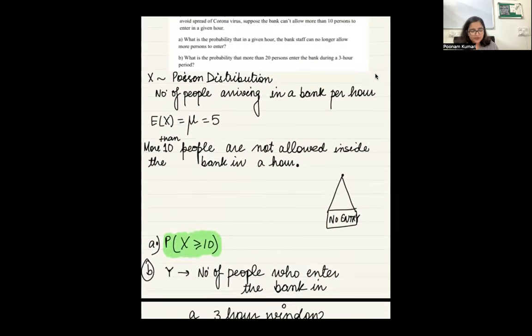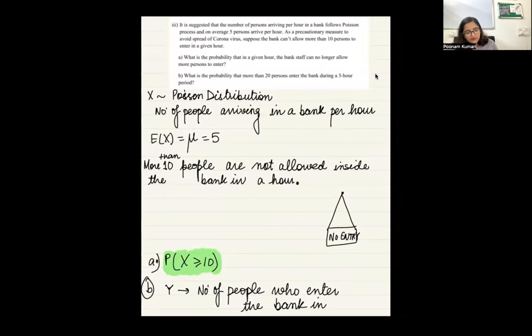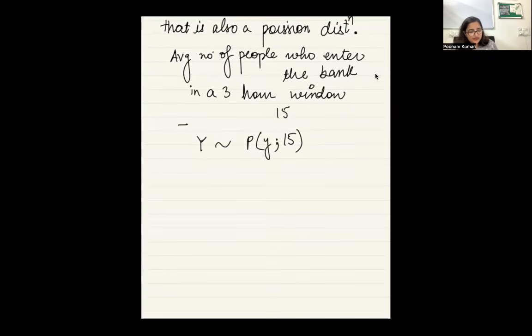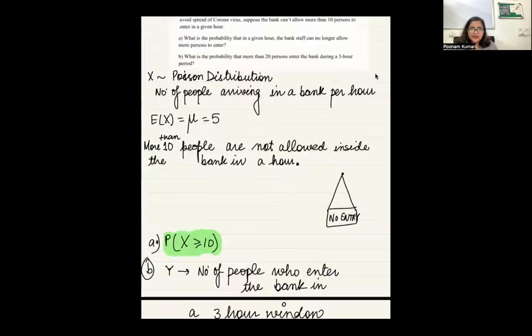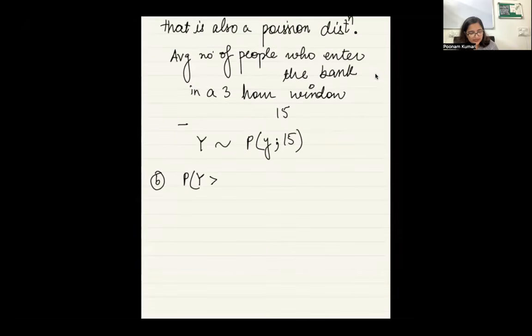और इस सिचुएशन में आपको क्या निकालना है? What is the probability that more than 20 people enter the bank during a 3-hour window? So basically, what are you supposed to figure out here? What is the probability that y is more than 20? They have asked not 20, more than 20, right? So y value is greater than 20. You have to figure out this probability. Is that okay? So far, so good.